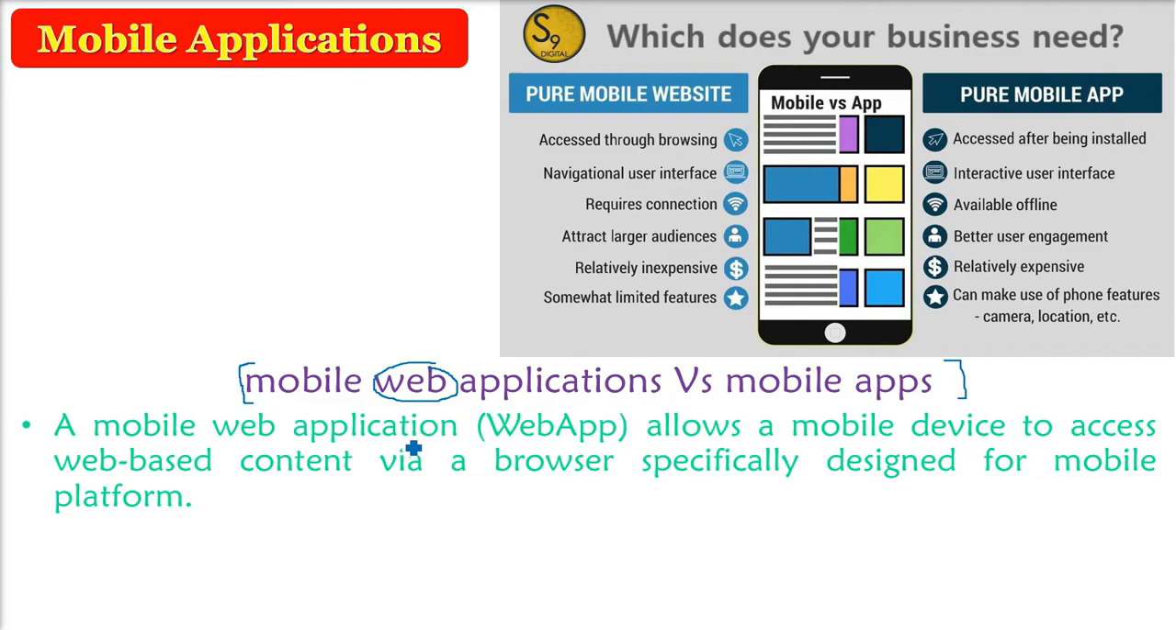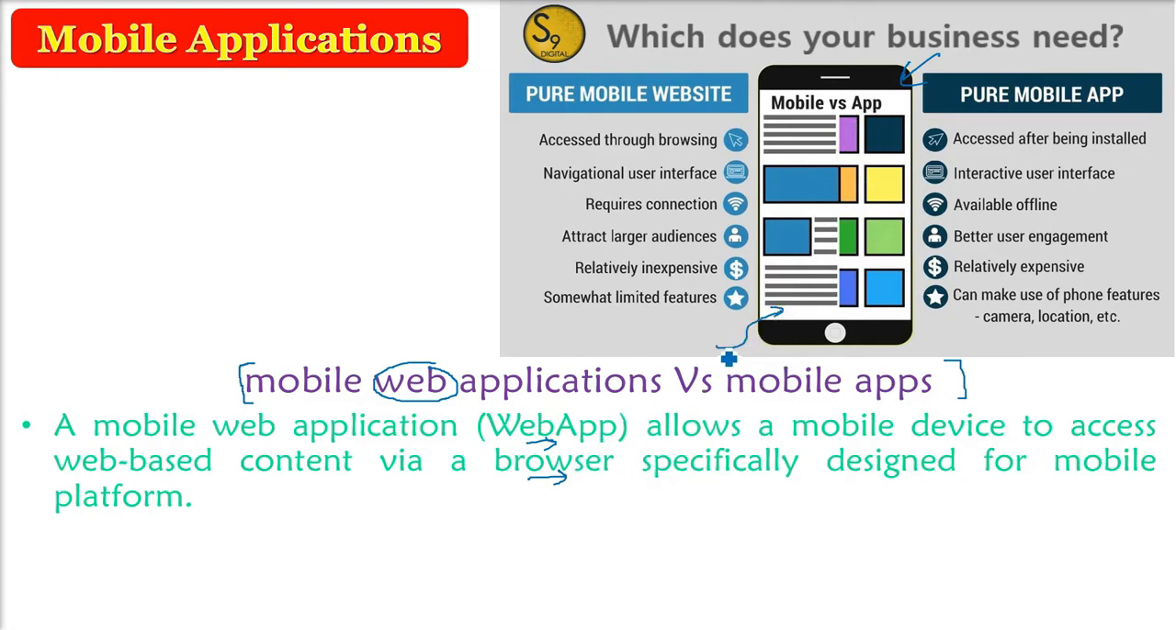A mobile web application, or normally we call it a web app, will allow your mobile device, which you see here, to access web-based content, that is the internet or the data in normal language, via a browser. This is very important. It accesses everything through a browser. It can be Opera, it can be Chrome, it can be any other.